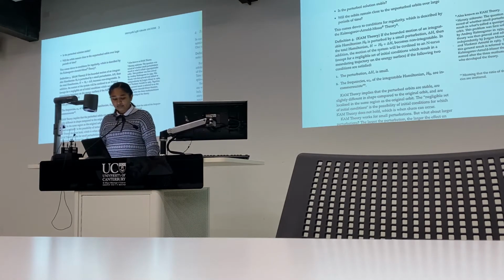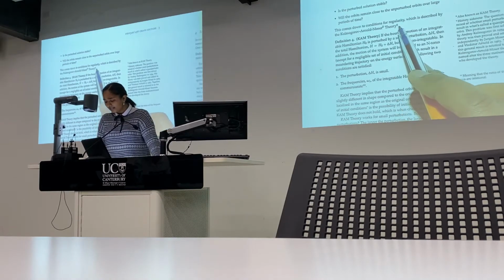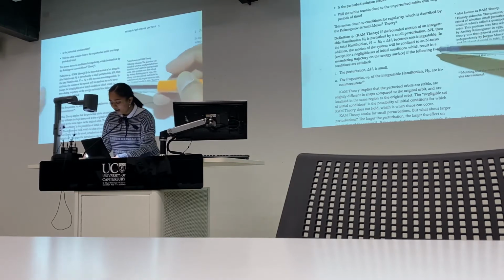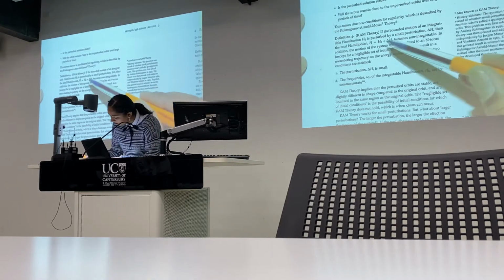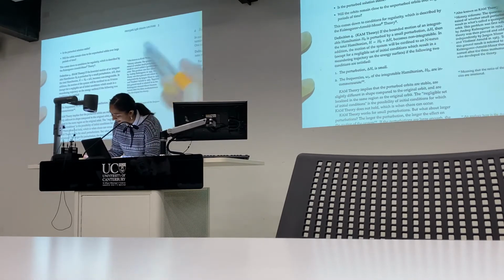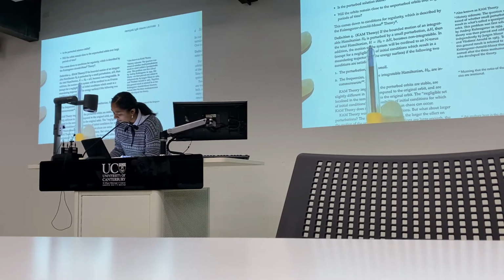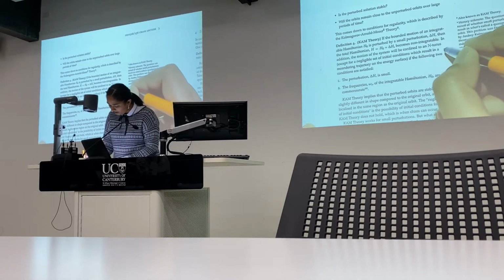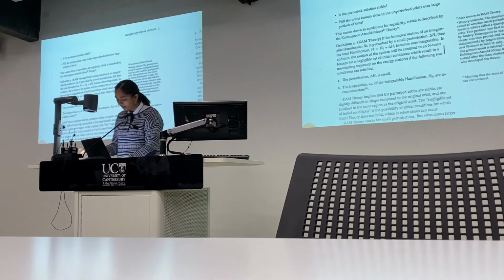Number one, is the perturbed solution stable? And number two, will the perturbed orbits remain close to the unperturbed orbits over large periods of time? So this boils down to conditions for regularity, which is described by the KAM theorem, which states that if the boundary motion of the integrable Hamiltonian H0 is perturbed by a small perturbation term, delta H, then the total Hamiltonian becomes non-integrable. Also, the motion of the system gets confined to an n-torus, except for this little exception here, which I'll come back to later.